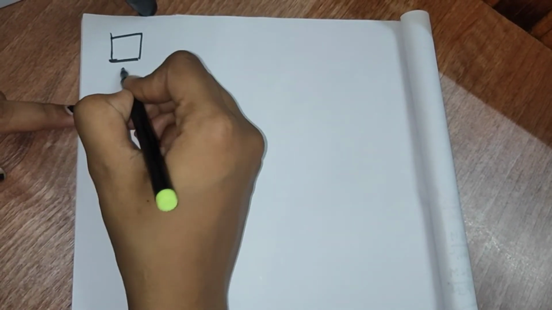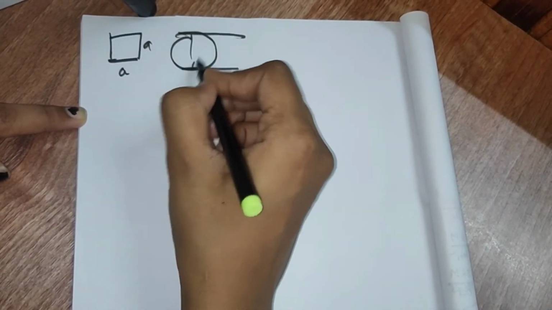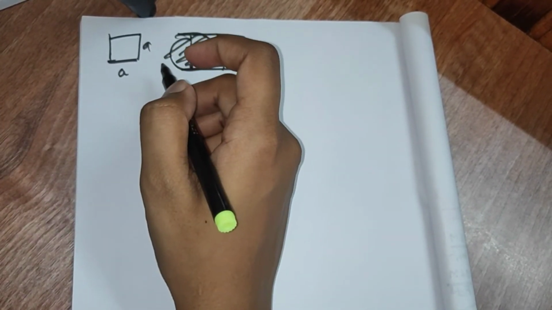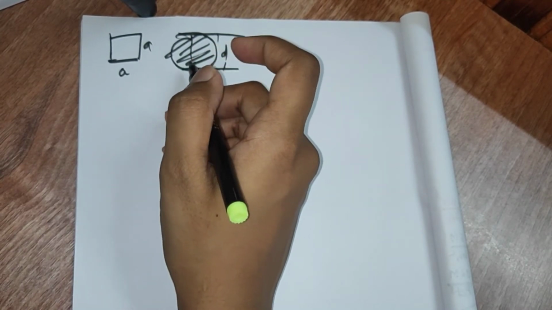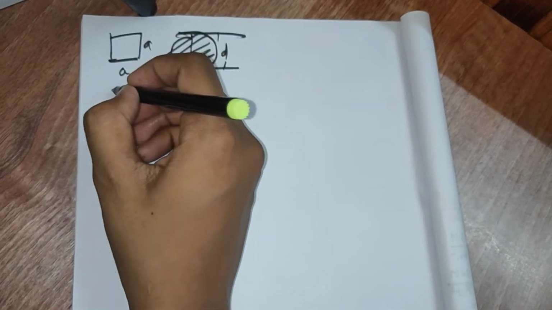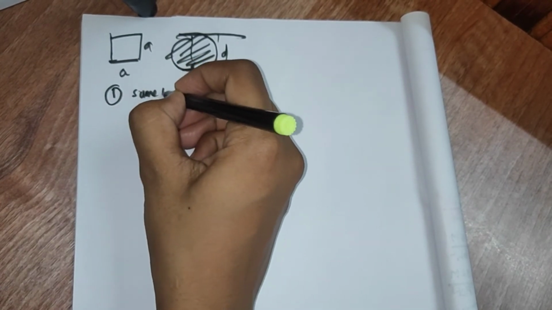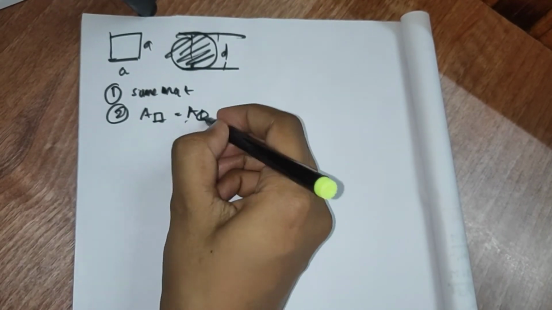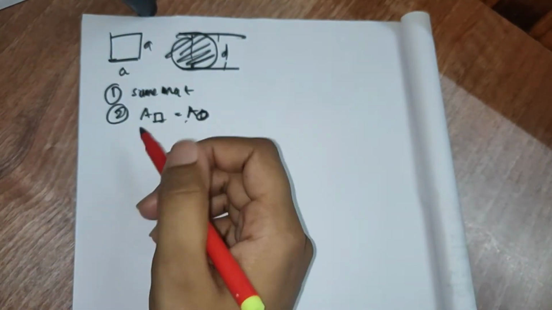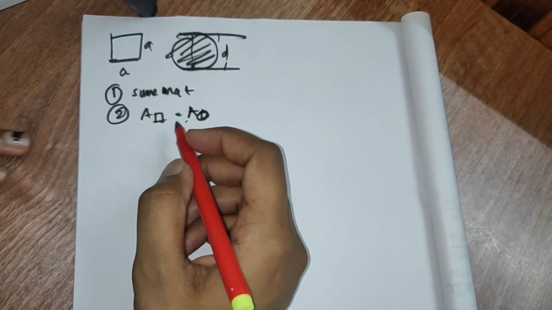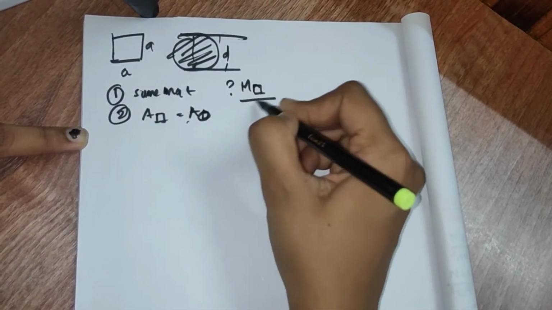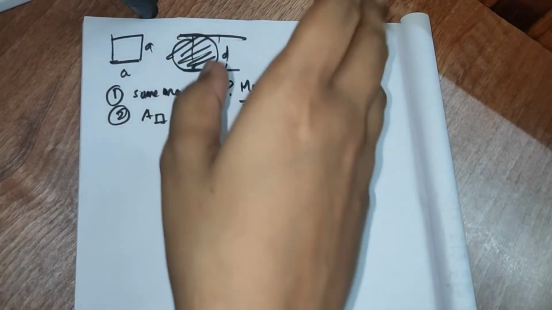Like I am having a square and I am having a circle of diameter d, both having the same material, and both areas also the same. So I want to find the moment of resistance, that is, the question is I want to find the moment of this rectangle divided by the moment of the circle. Okay, so how am I going to find it?